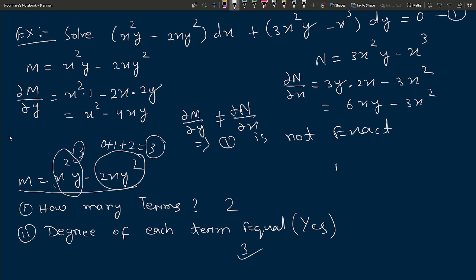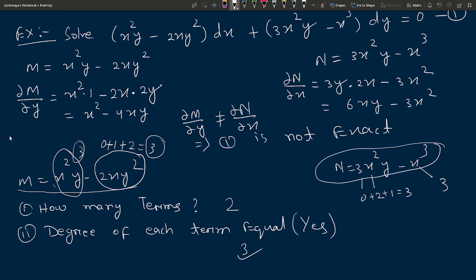Okay. Similarly N is 3x square y minus x cube. There are two terms. What is the degree of this term? The degree of 3 is 0, the degree of x square is 2, the degree of y is 1. So you add them, you get 3. What is the degree of x cube? 3. So there are two terms and their degrees are equal, 3 and 3. So N is also homogeneous. Now both M and N, are their degrees equal? Yes, its degree is 3, its degree is 3. So this is a homogeneous differential equation.